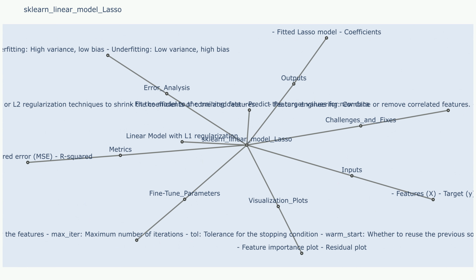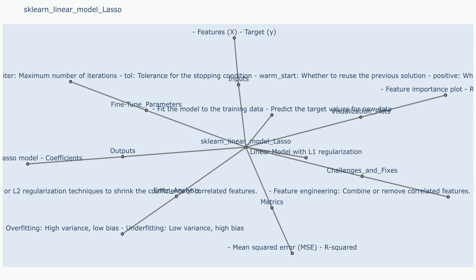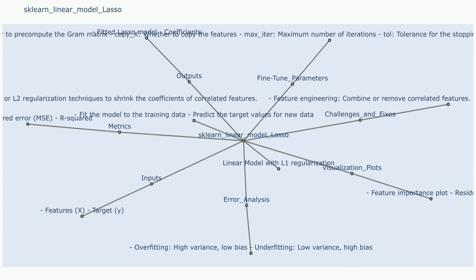Fine-tune parameters: alpha, the regularization strength. A higher alpha value leads to stronger regularization, resulting in more coefficients being forced to 0. fit_intercept: Boolean flag indicating whether to fit an intercept term to the model. normalize: Boolean flag indicating whether to normalize the input features.